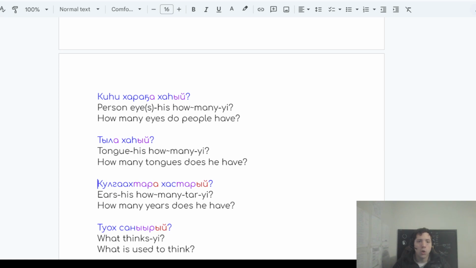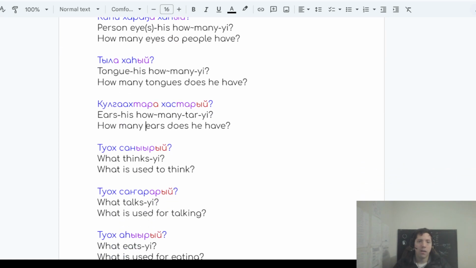Then we have Kulgachtara Hastari. How many ears, not years? How many ears does he have? Kulgachtara Hastari. Tuaksaderi. What thinks? What is used to think? Tuak sangarari. What is used for talking? What talks? Money talks. Mine says goodbye.